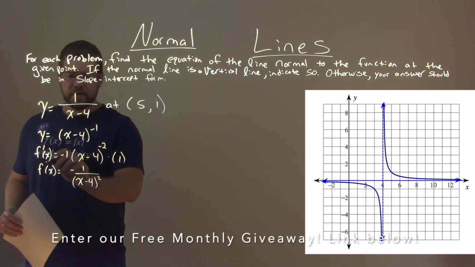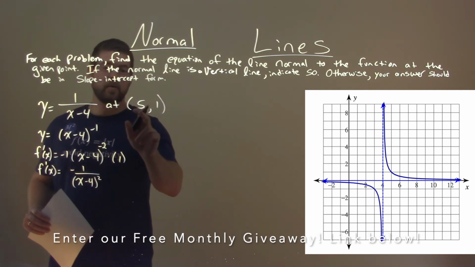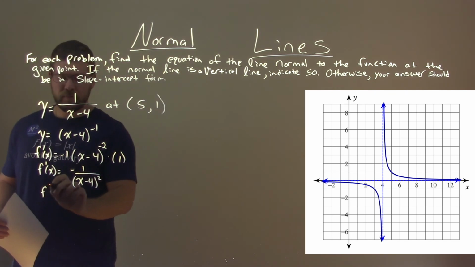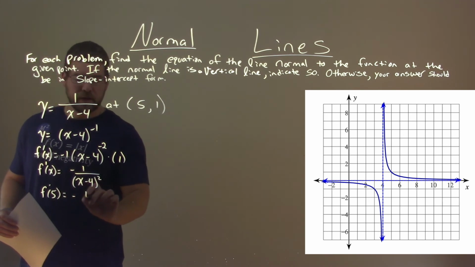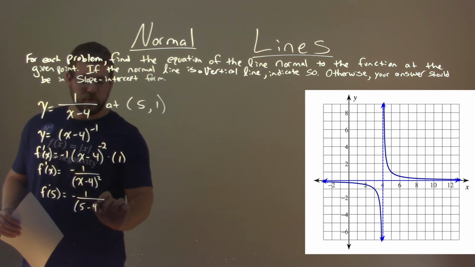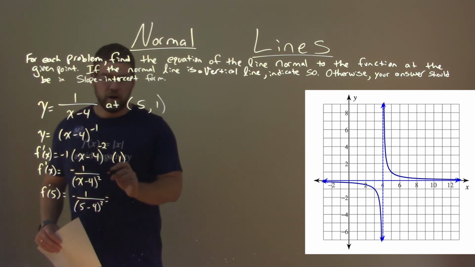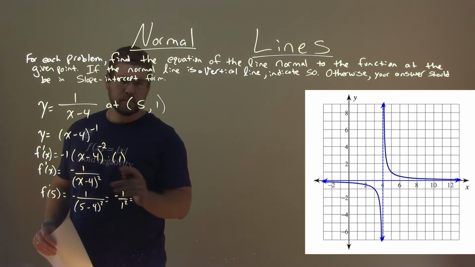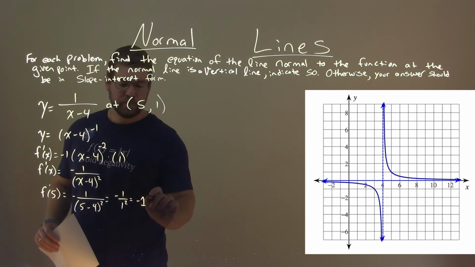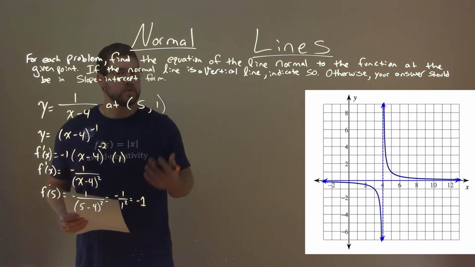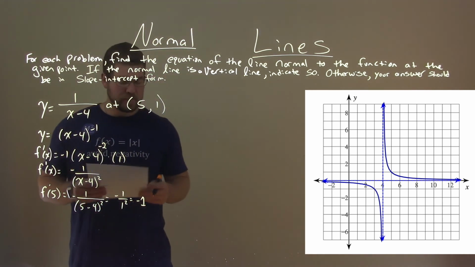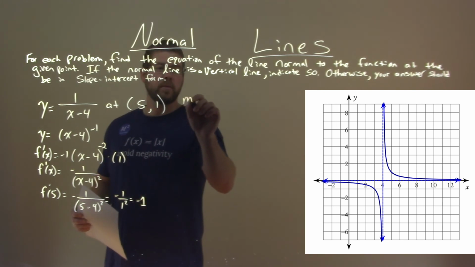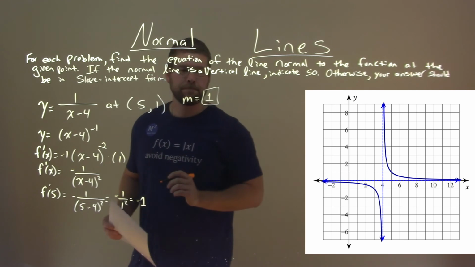Well, we want to find now the slope of the tangent line at 5, and that can help us get the normal line. So we put 5 into our derivative, so we have f prime of 5 here is equal to negative 1 over 5 minus 4 squared. Well, 5 minus 4 is a 1, so we have negative 1 over 1 squared, which you can see is just a negative 1. Well, that means our slope of the normal line is the opposite reciprocal, so the opposite reciprocal of negative 1 is a positive 1. So our slope that we'll be using is a positive 1 here.